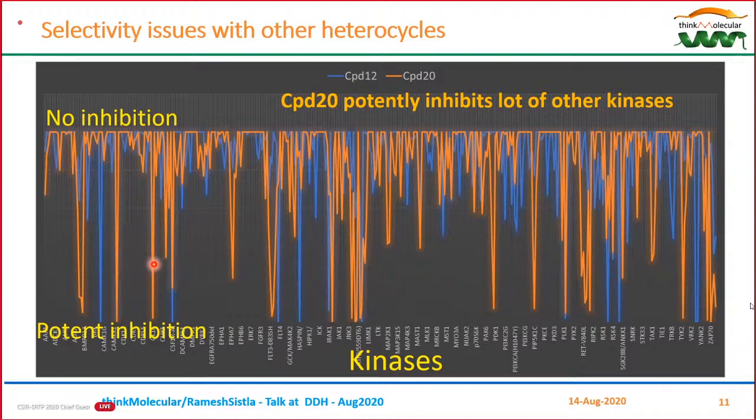My whole idea is to show you how dramatically compound 20 lost its selectivity on the kinome. That is shown by the lot more spikes touching down for compound 20 as compared to compound 12. So compound 20 is a pretty bad compound, which inhibits a lot of other kinases and can potentially give rise to toxicity associated with the inhibition of those kinases. Since we were looking at an inflammation indication, our margin for safety is also much narrower than in oncology indications. Therefore, this kind of compound was a no-no for us.